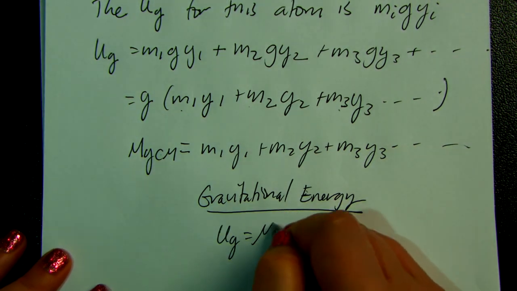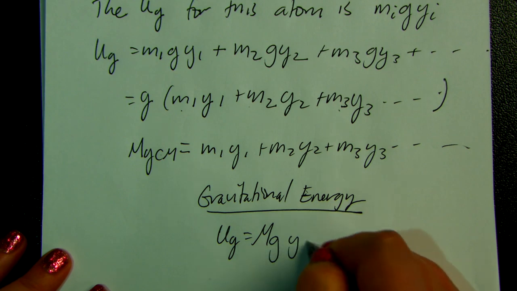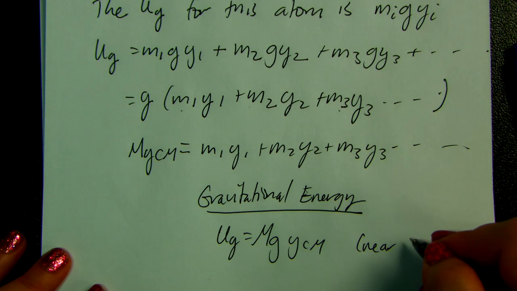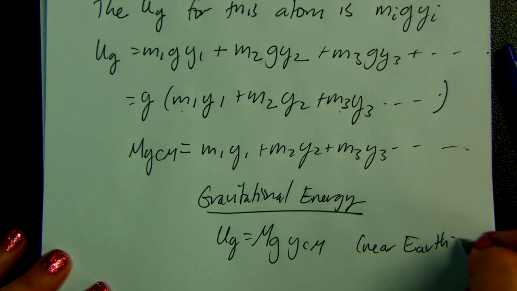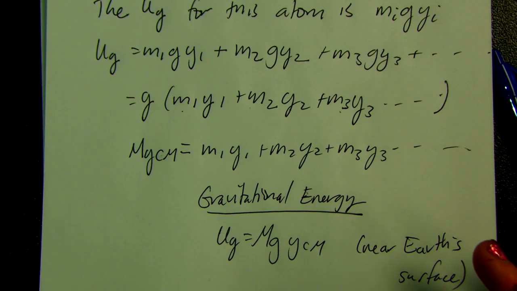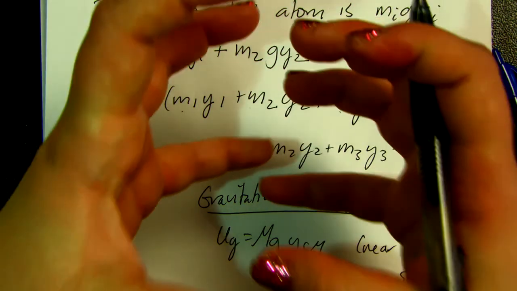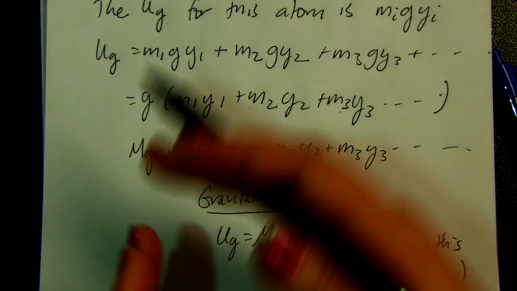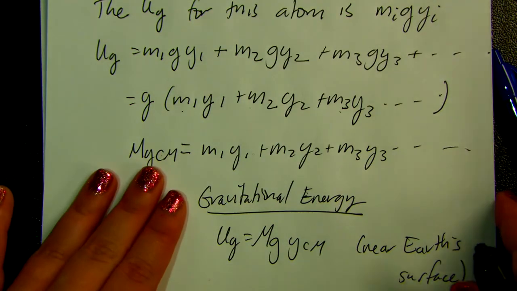which leads us to gravitational potential energy. UG is equal to M g y center of mass near Earth's surface. So actually, this is fine to go ahead and treat extended systems like the mass is all concentrated at the center of mass in terms of calculating potential energy. And that basically shows us that that's fine, as long as you don't have an object so large as to have a gravitational differential.